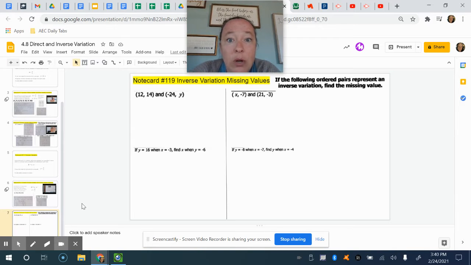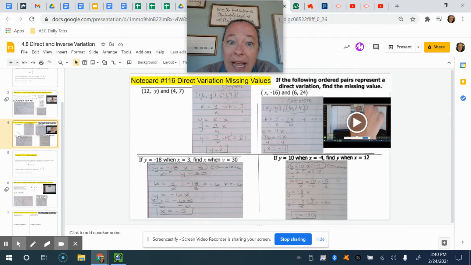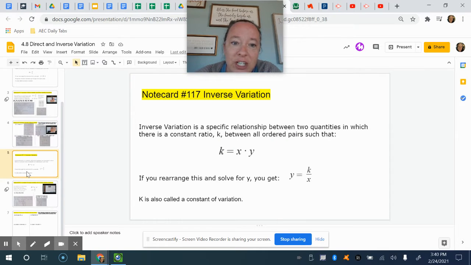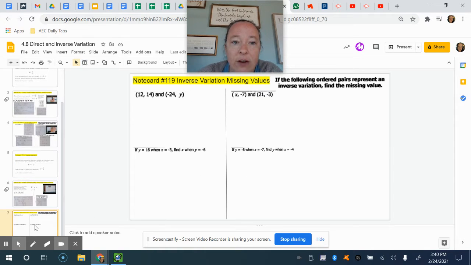Okay, so now we're moving on to note card 119, inverse variation, missing values. It's very similar to note card 116, where we had direct variation missing values. It's just we're using different equations. We'll be using k equals xy to find the constant, and then y equals k over x to get the equation, and then we'll plug in and get our missing values.